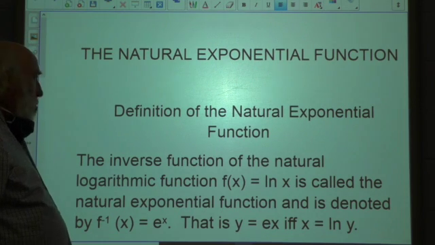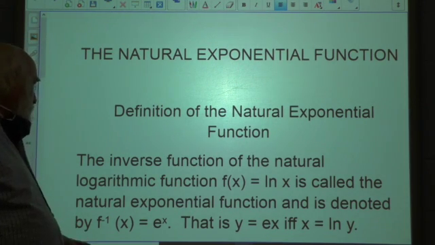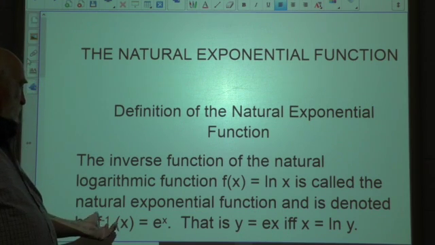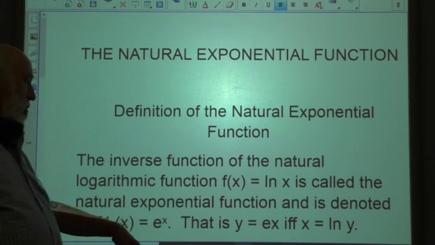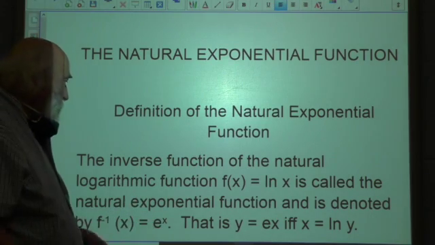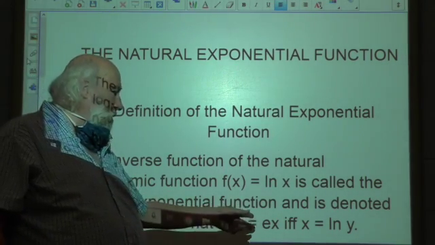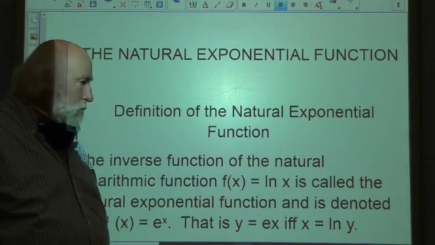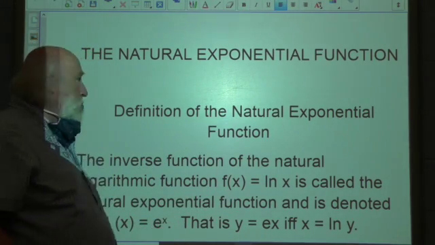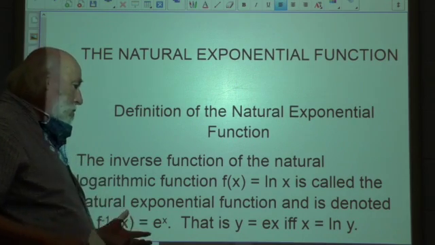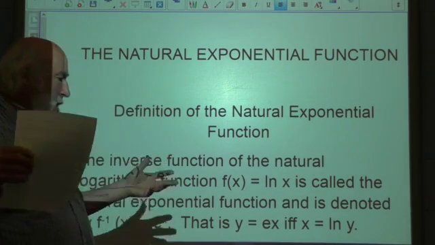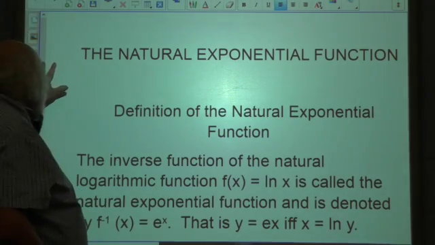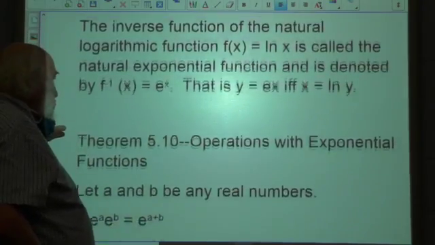The natural exponential function is given as the inverse of the function of x is e to the x power. And what that means is that y is equal to e to the x power if and only if x equals the natural log of y. We're going to do a number of problems that show this, but remember, natural log means the exponent of the natural number. And that's the bottom line for that.